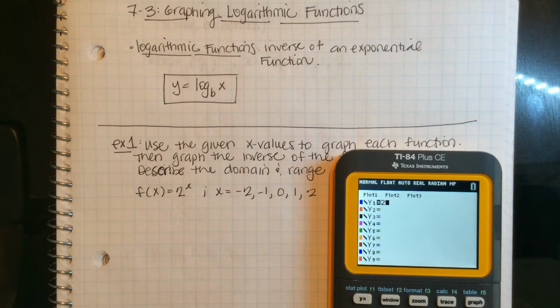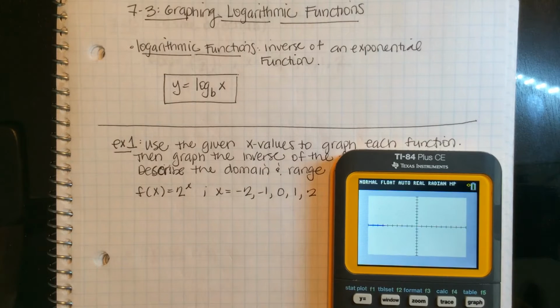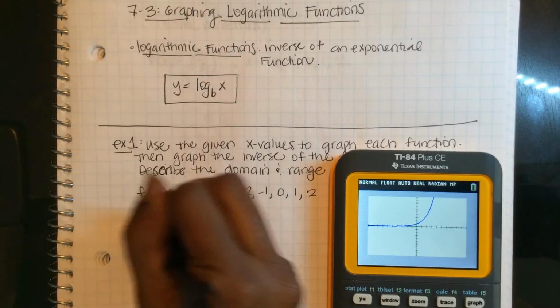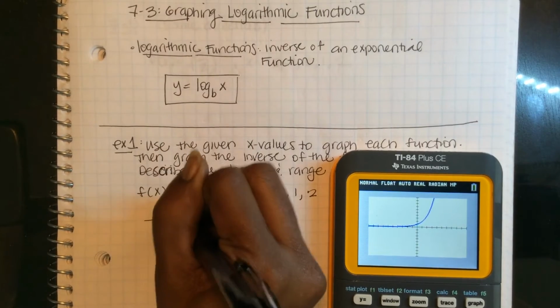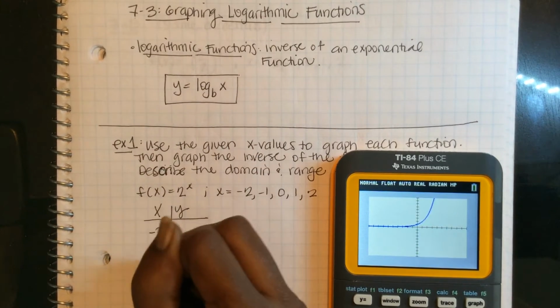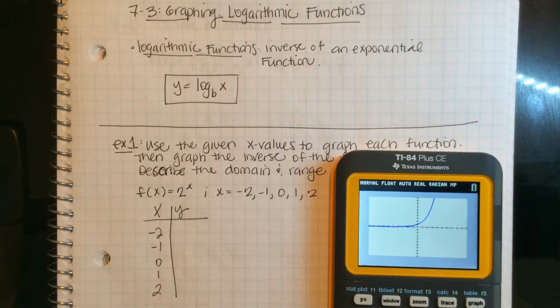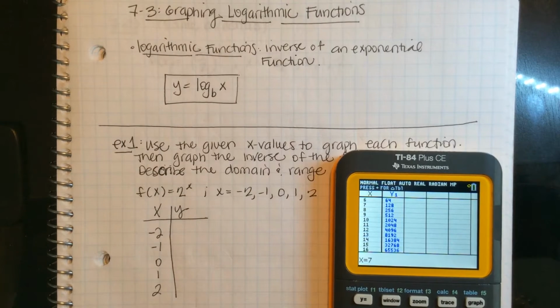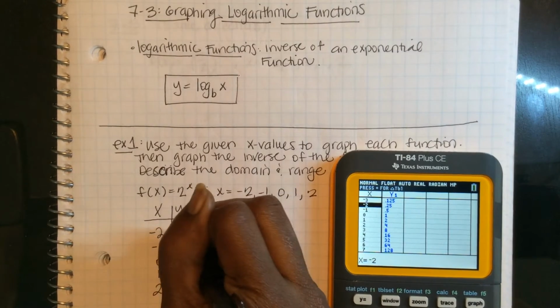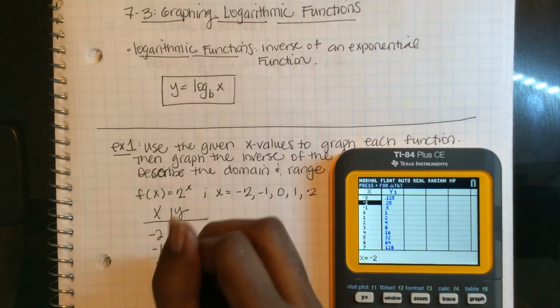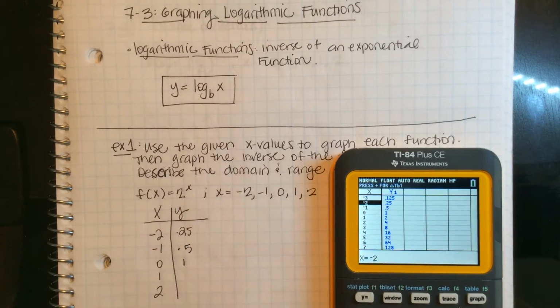2 to the x is my function. If I graph my function, it looks like this. And so they want us to make a table of x and y values from -2 to +2. So I'm going to click second table to get to my table to get those values quickly. So 0.25, 0.5, 1, 2, and 4.